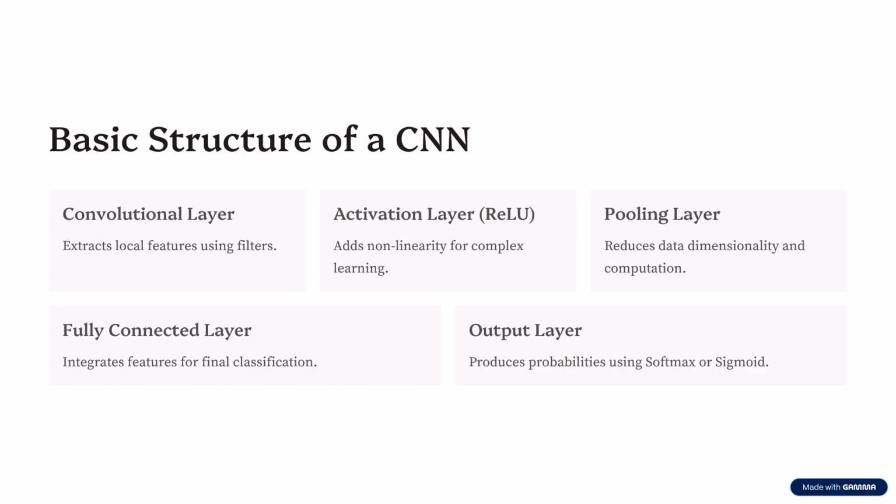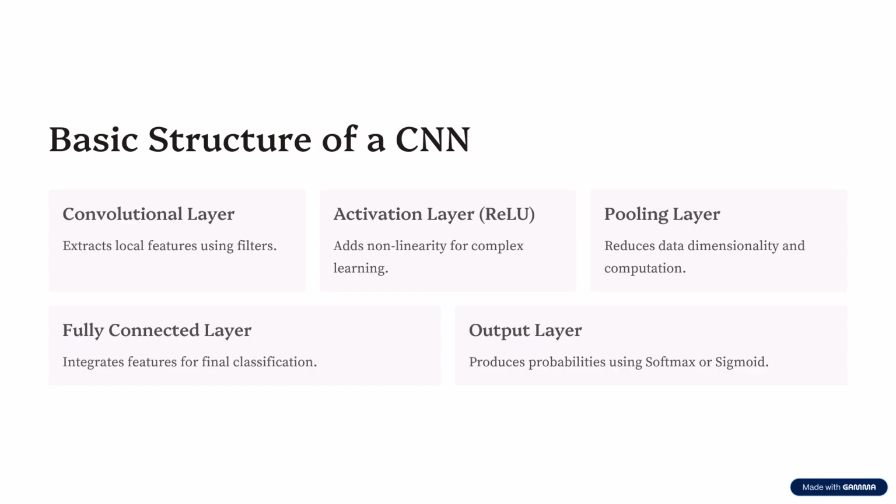Second one is the pooling layer. After convolution, the pooling layer reduces the size of the feature map. It does this by summarizing small regions, usually by taking the maximum or average value. This makes the data smaller and easier to process while still keeping important information. Pooling helps the network focus on the most important features and also reduces the chances of overfitting.